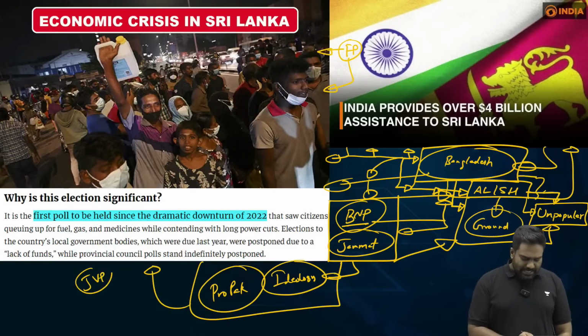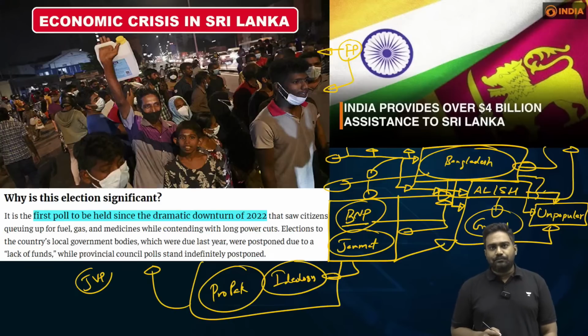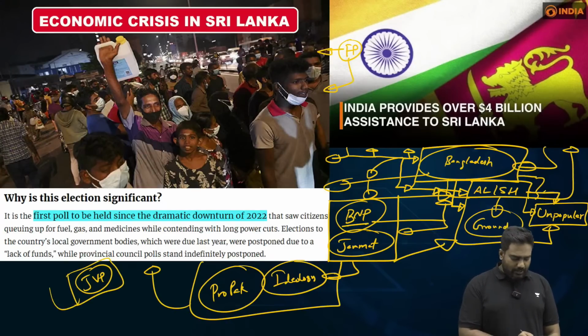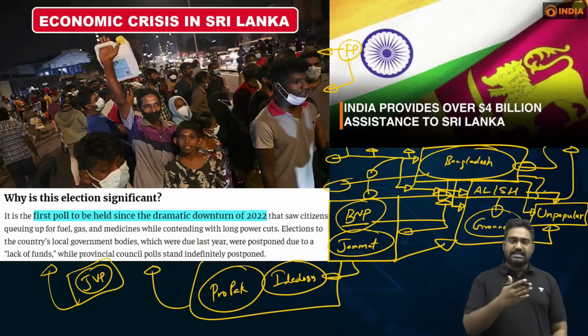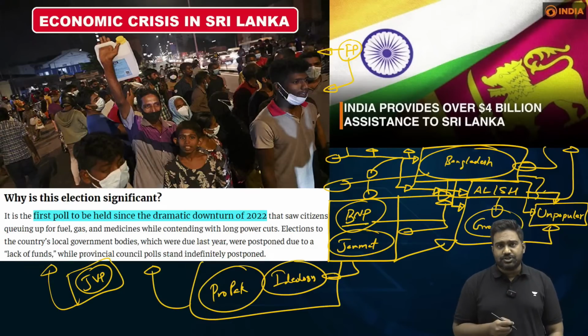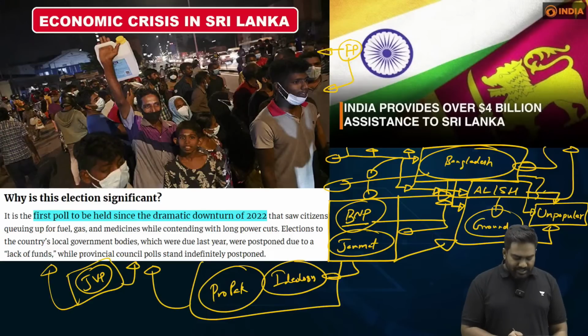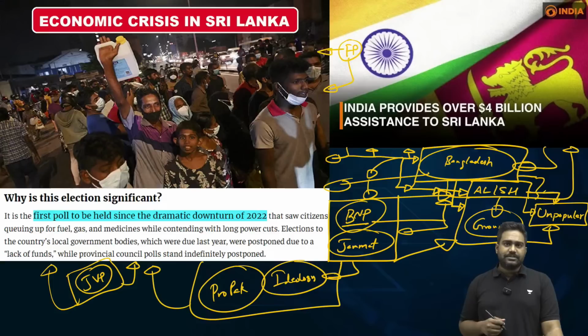See, JVP was actually a very minor party a few years ago, not very popular. Historically, it was very notorious because at one point it was a militant organization. Back in the 60s and 70s and 80s, JVP was a notorious extremist organization. But today it has mainstreamed itself, it has entered mainstream politics, and it built the ground support. That is what you need to understand.